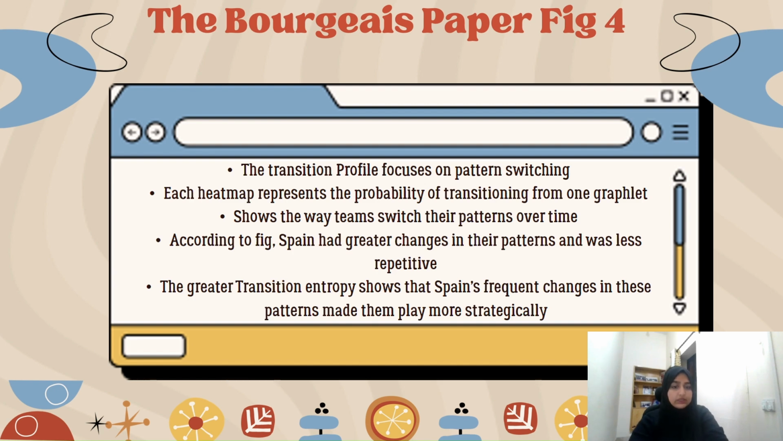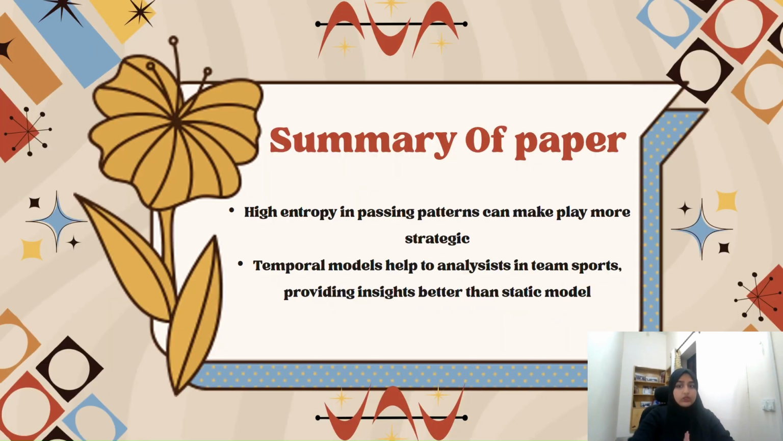So in the Argentina team, we can see that it appears to be more stable and more predictable and more frequent with how they handle their passes. However, with the Spain team, they're more complex, with varied transitions, and leverage multiple graphlets in dynamic ways. In conclusion, high entropy in passing patterns can make play more strategic, and temporal models help analysts in team sports, providing insights better than static models. Thank you.